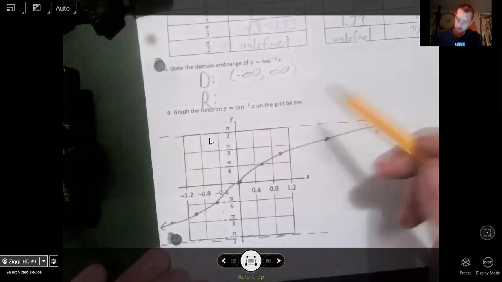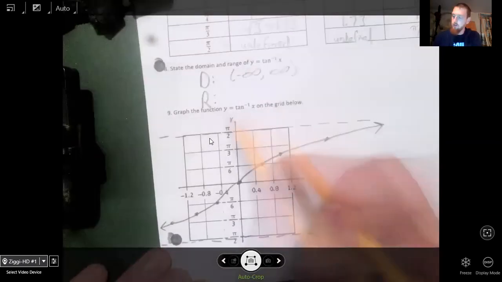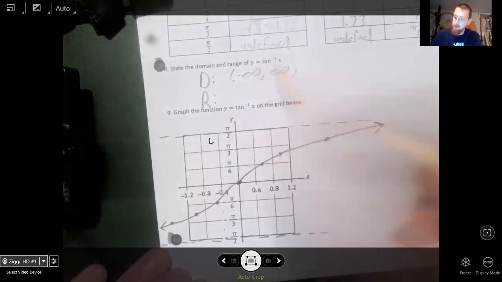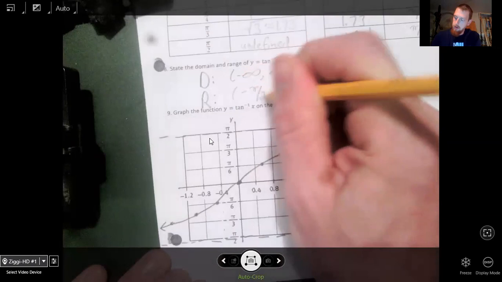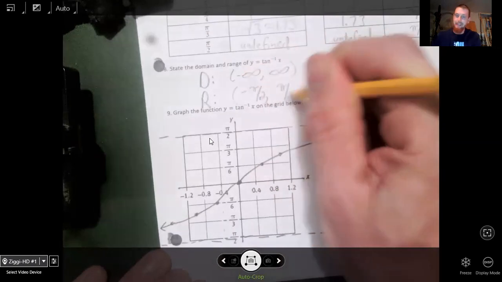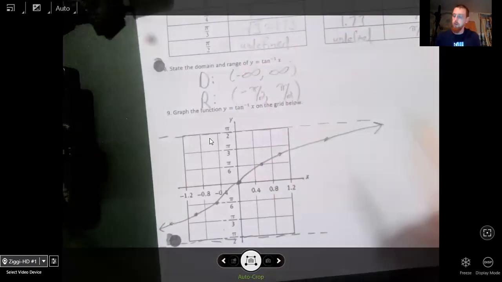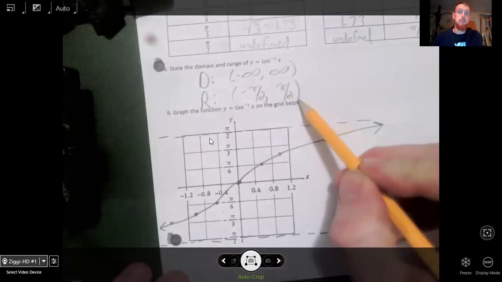The range for y equals the inverse tangent of x is, you can't go below negative pi over 2. You can't go above pi over 2. And that is not inclusive. We're using parentheses there, not brackets, because you're not allowed to actually take on that y value.